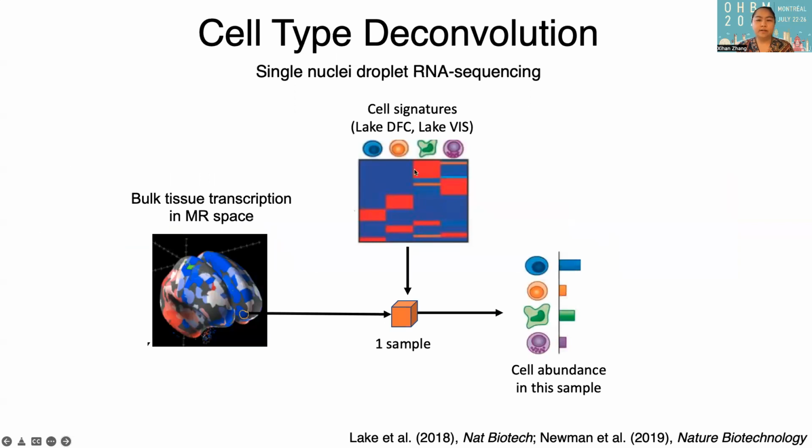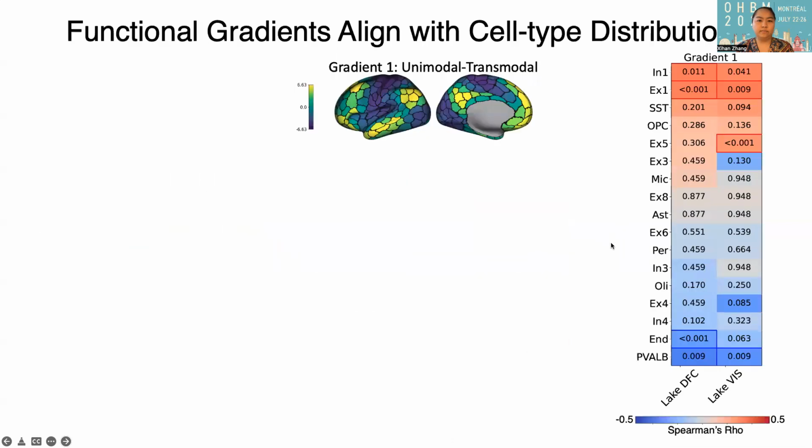So, after the abundance for different cell types were imputed for all the bulk tissue samples in the cortex, we then compare them with the functional gradient and networks. The table on the right is color-coded by the Spearman correlation between the first principal gradient and the abundance of each cell type. And the number indicates the FDR-corrected p-values derived from the spin test that controls for the spatial autocorrelation. 3 out of 17 cell types survived the significance test for both independent replicates.